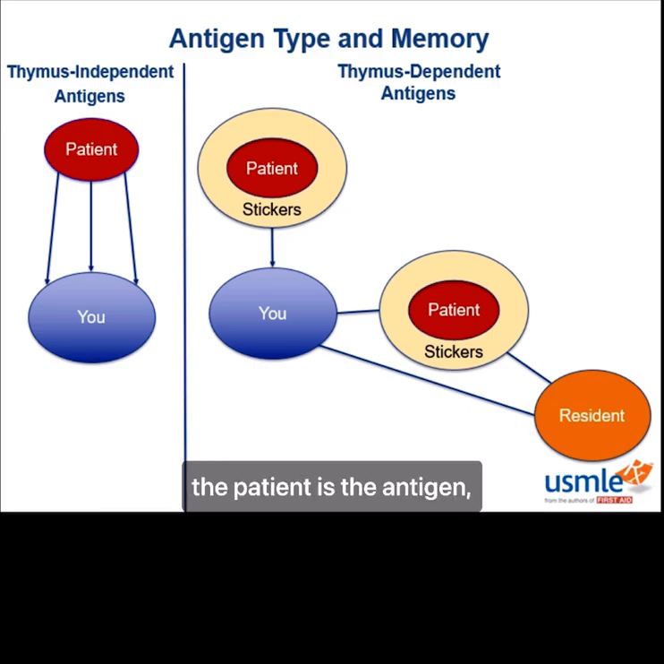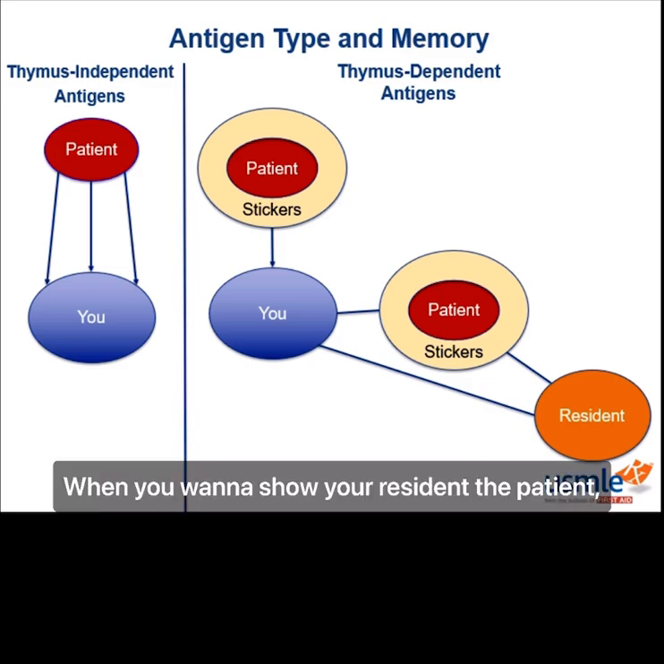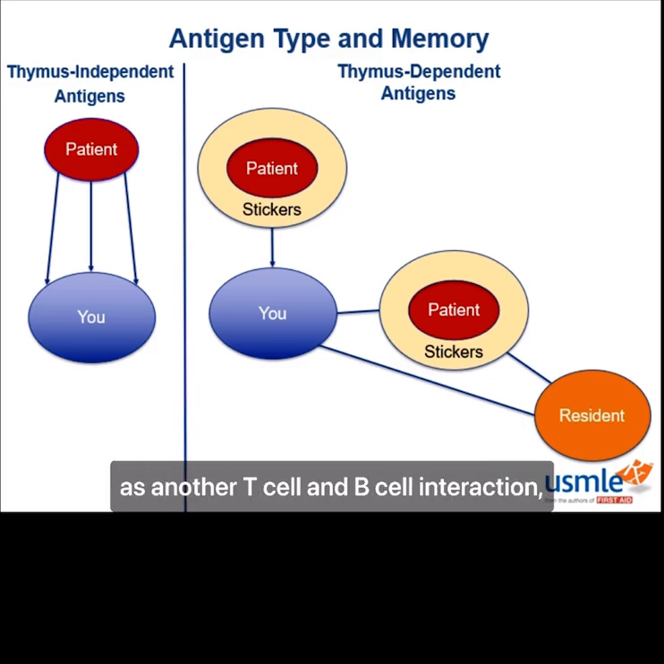So in this example, the patient is the antigen. And you're an antigen-presenting cell, so let's say you're a B cell. When you want to show your resident the patient, you're acting like MHC, and your resident is a T cell. And the candy bar is acting as another T cell and B cell interaction, perhaps the CD40 and CD40 ligand.